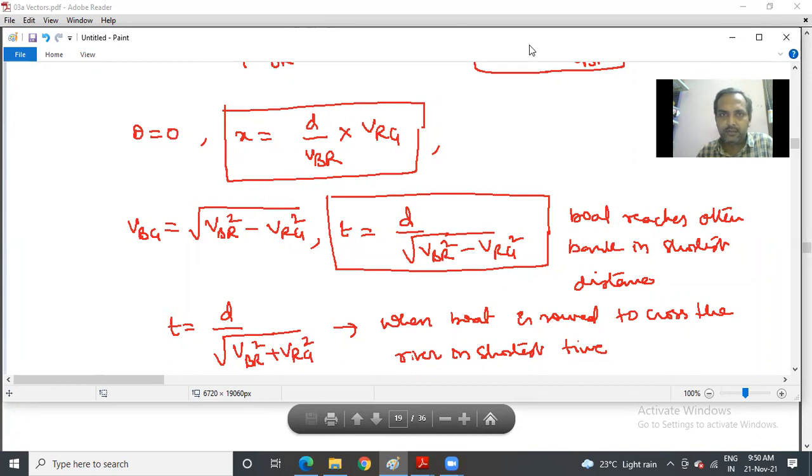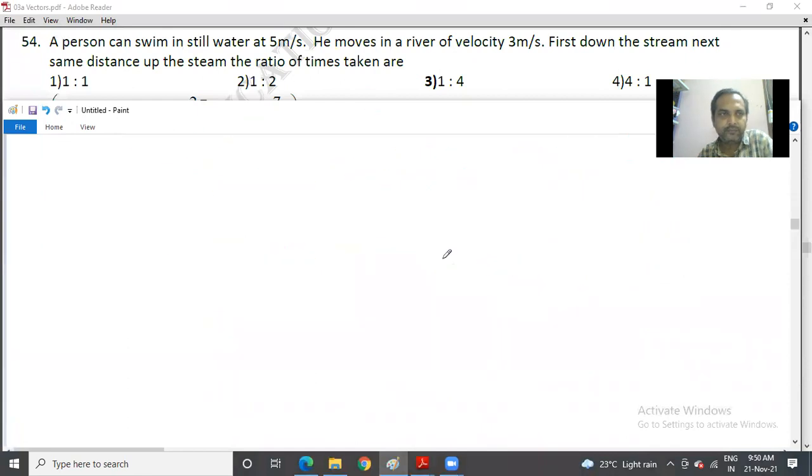Now let us move to the questions. The first question is: a person can swim in still water at 5 meters per second. He moves in a river with velocity 3 meters per second, first down the stream, next the same distance up the stream. The ratio of time taken is?